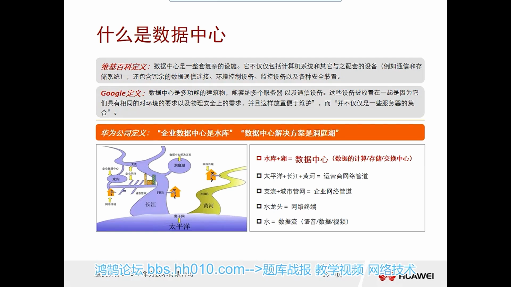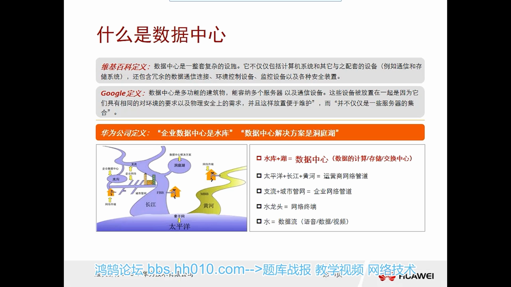The definition in Wikipedia is that the data center is a complex set of facilities. It includes not only computer systems but also other devices that go with it, for example, communication, storage systems, and so on. So here it emphasizes computation and storage, and communication can be understood as a network. It also includes redundant data, communication connections, and environmental control, monitoring equipment, and various security devices.